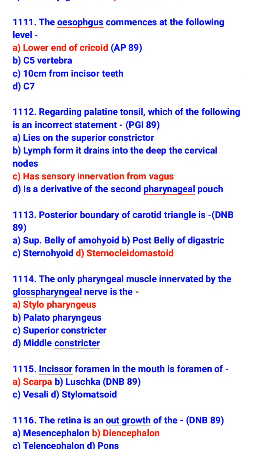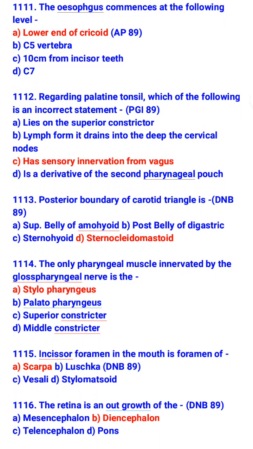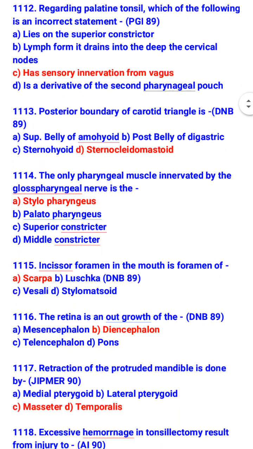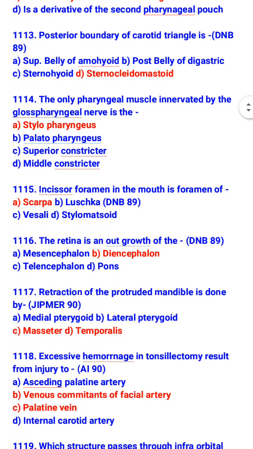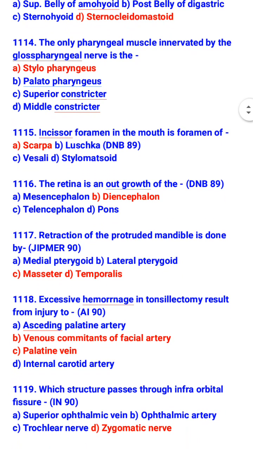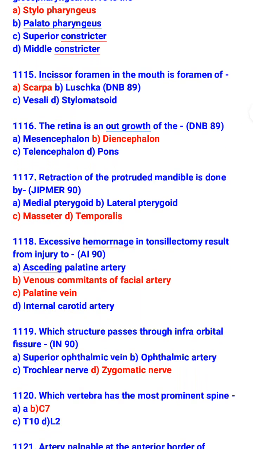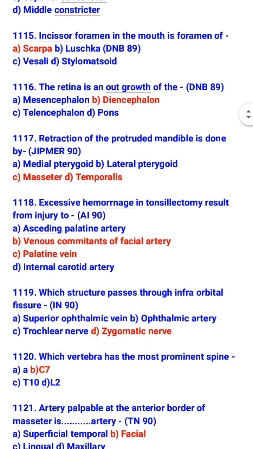Posterior boundary of carotid triangle is sternocleidomastoid. The only pharyngeal muscle innervated by the glossopharyngeal nerve is the stylopharyngeus. Incisive foramen in the mouth is foramen of Scarpa. The retina is an outgrowth of the diencephalon. Retraction of the protruded mandible is done by masseter and temporalis. Excessive hemorrhage in tonsillectomy results from injury to venous concomitants of facial artery and palatine vein.